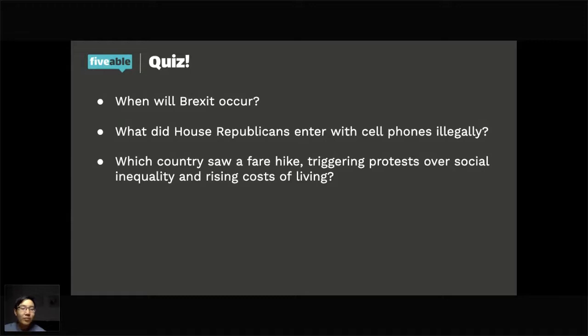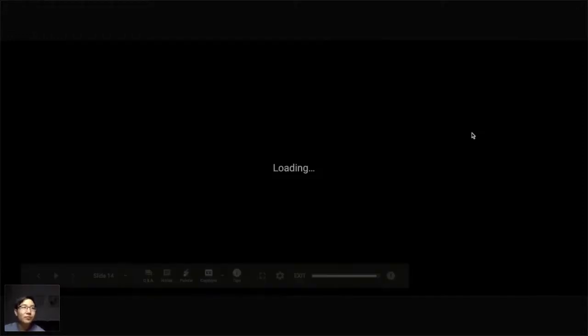Okay, so the answer to the first question, when will Brexit occur? The deadline is January 31st, 3 months from October 31st. The second question is, what did House Republicans enter with cell phones illegally? The answer is the SCIF, or the Secure Compartment Information Facility. The third question is, which country saw a fare hike triggering protests over social inequality and rising costs of living? The answer is Chile.